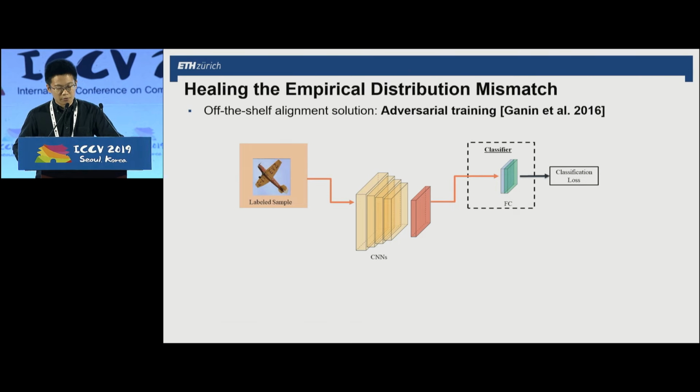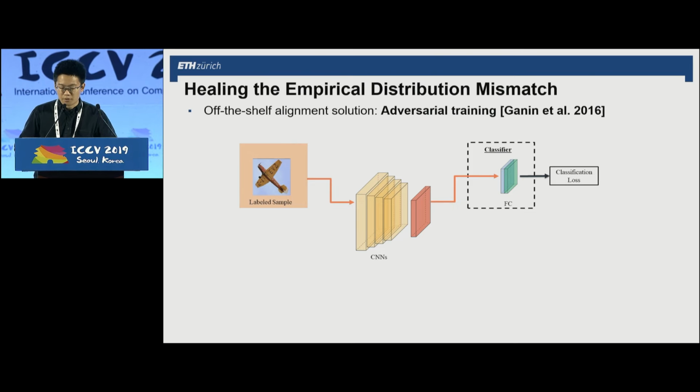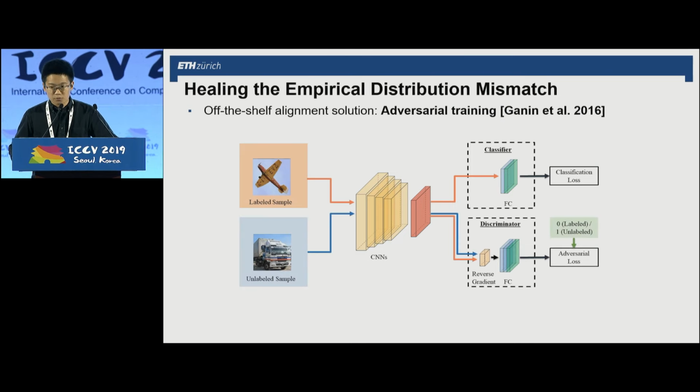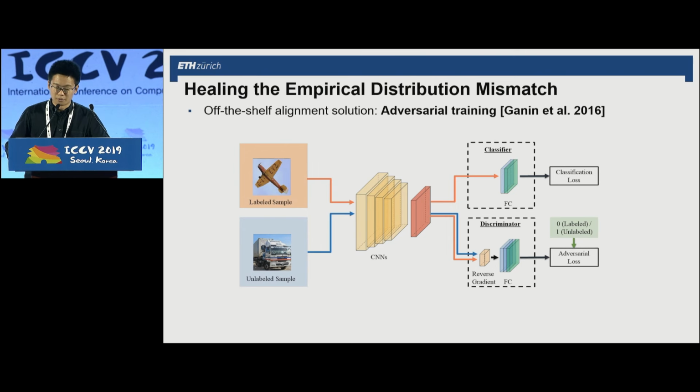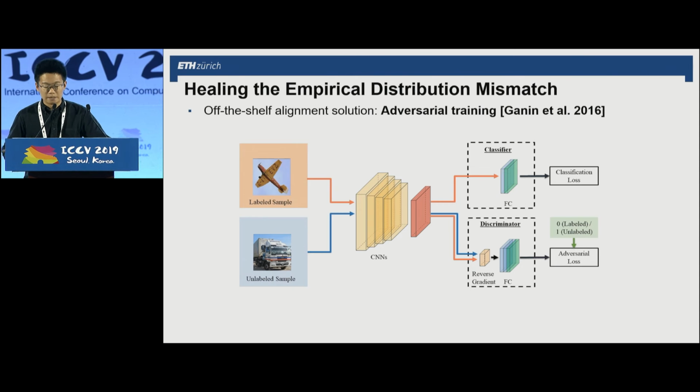To heal the empirical distribution mismatch, we propose to use off-the-shelf alignment techniques from domain adaptation. The network contains two branches. The classification branch classifies the labeled data and calculates the classification loss. In the additional branch, we treat labeled and unlabeled data as two different domains and make use of a discriminator to enforce the feature extractor to generate well-aligned features. The adversarial training is implemented by using a gradient reverse layer, and the key idea is similar to GAN.